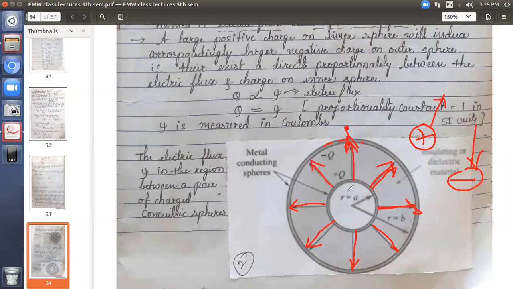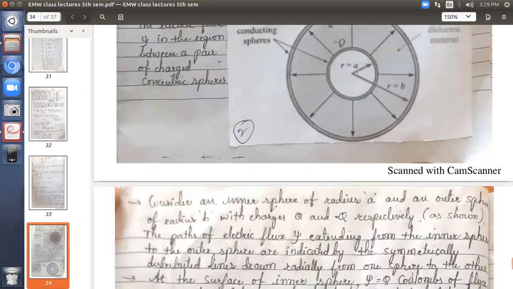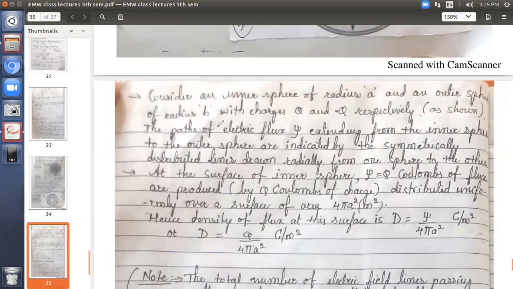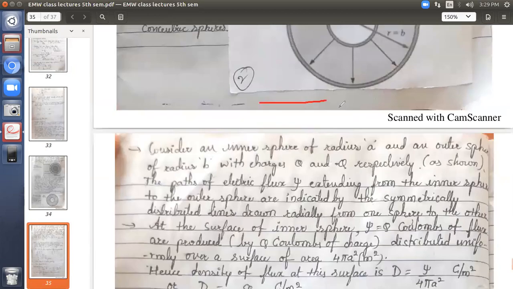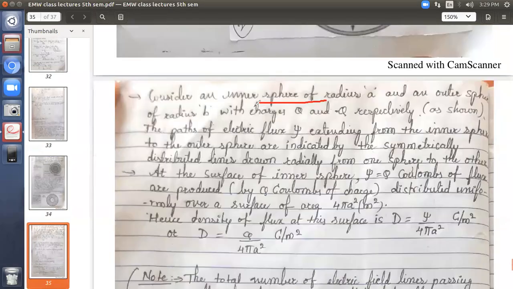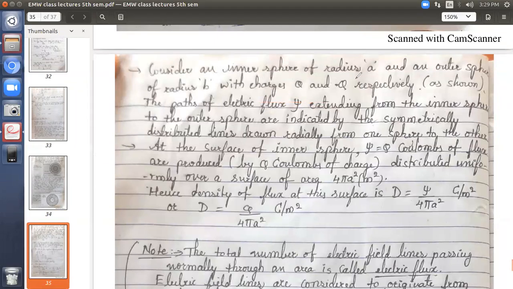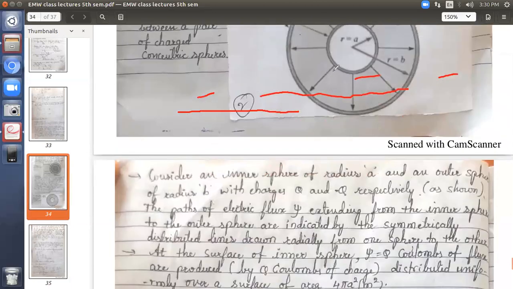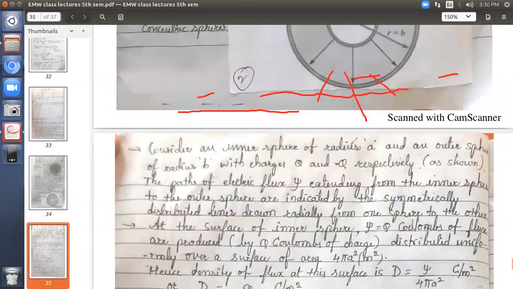These are the field lines, and all these lines together we call electric flux or displacement flux. Consider an inner sphere of radius a and an outer sphere of radius b with charges plus q and minus q. The paths of the electric flux psi are shown here. These lines have been shown here.